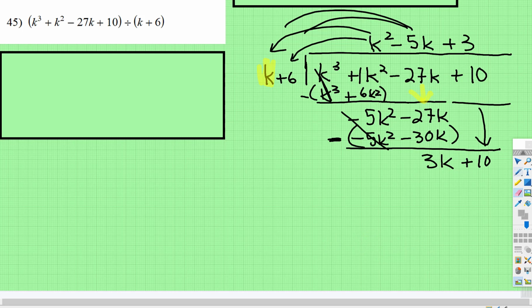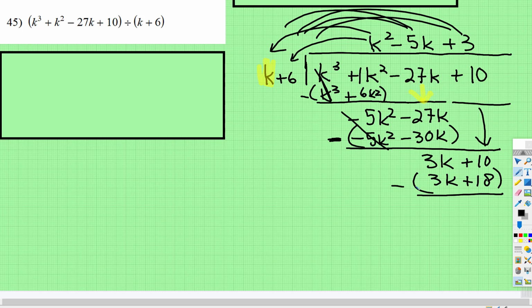And then we're going to multiply both things. So that becomes 3k plus 18. And then we subtract that whole phrase. Any number subtract itself cancels. 10 subtract 18 is negative 8. And you don't ever put remainder negative 8. No, bad form. So that becomes negative 8 over the divisor, k plus 6.